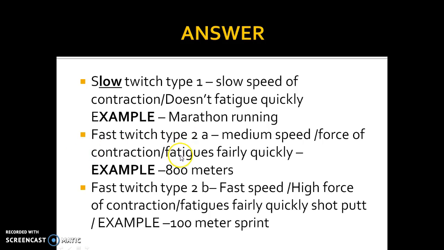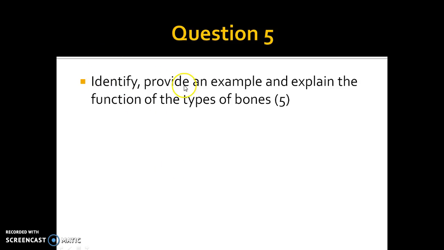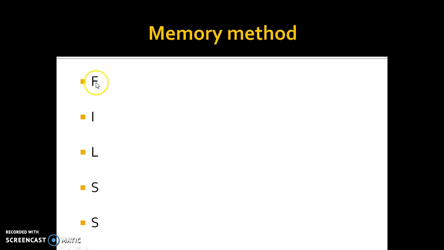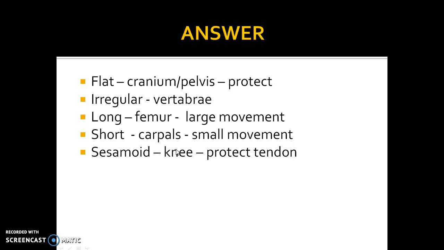Answer, check, see if you got it right, and move on. Pause it, like I said. Going on, question 5. Identify, provide an example, and explain the functions of the types of bones. So we're looking for 5 marks there. Explain the functions of the types of bones. So types of bones would be the thing we're looking for there to circle. Memory method if you need it. From there, do you think you can answer it? Okay, there's your answer. See if you got it right.